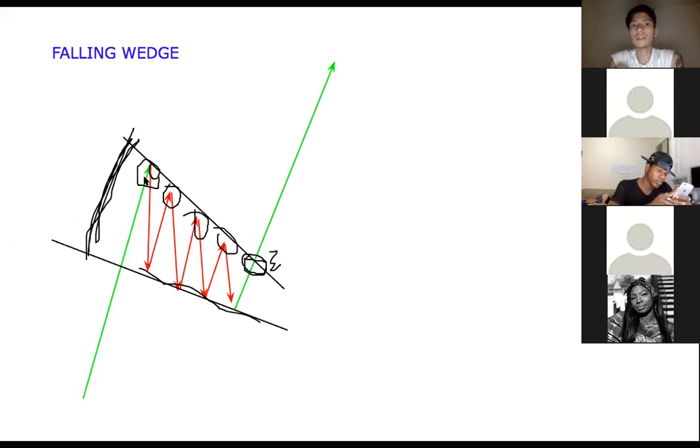So yeah, wedges are some of my favorite ones. I see these all the time. I know there are some people that don't like wedges for some reason. I don't know, I love them. I've always had good luck with them. So that's kind of it with a rising and falling wedge.